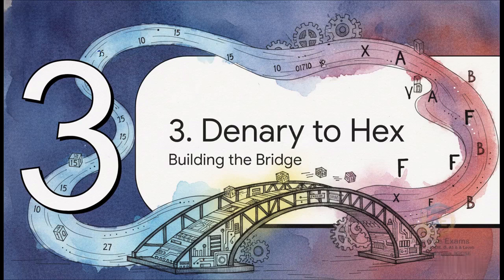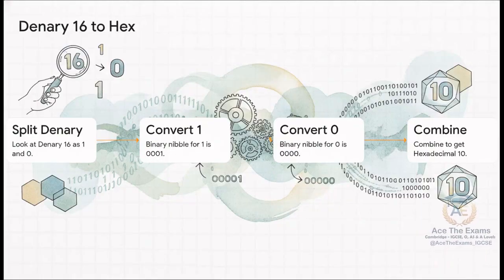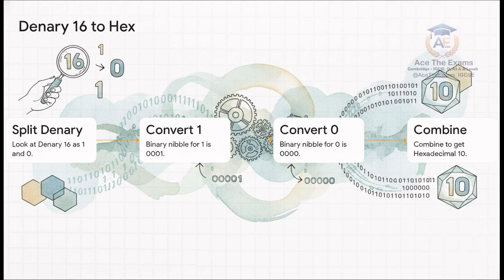All right, moving on to Section 3, denary to hexadecimal. Let's build that bridge. Let's take a really straightforward example directly from our source material, converting denary 16 into hexadecimal. For step 1, you look at denary 16 as resulting in a combination of the digit 1 and the digit 0. Step 2, you grab the binary for 1, which is the nibble 0001. Step 3, grab the binary for 0, which is the nibble 0000. Then step 4, just stack them side by side. You literally combine those nibbles to get hexadecimal 10. See, it's just a clean, totally logical translation.